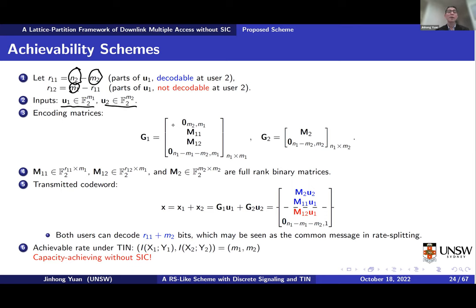So for user one's encoding generator matrix, because user one's message is split in two parts, one part is decodable at user 2 and another part is not decodable at user 2, we are going to have a corresponding generator matrix for those two split messages. So this generator matrix G1 is for user 1. You will see we have a certain part that is 0. You probably don't see why we have it here, but later on I am going to introduce G2, the generator matrix for user 2, and you will see why. The generator matrix for user 2 is M2 by M2, a full rank binary matrix.